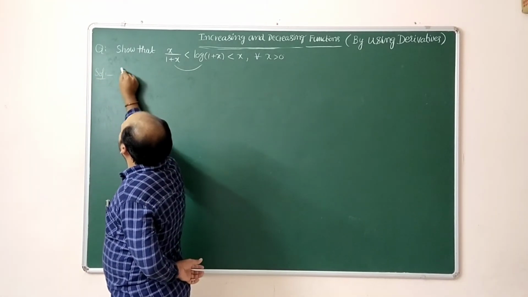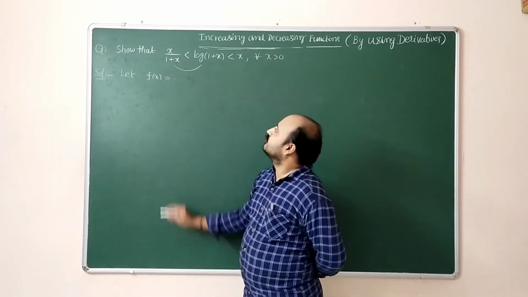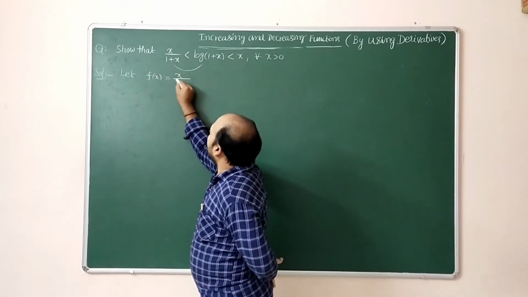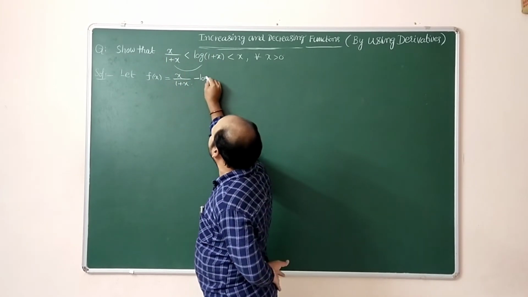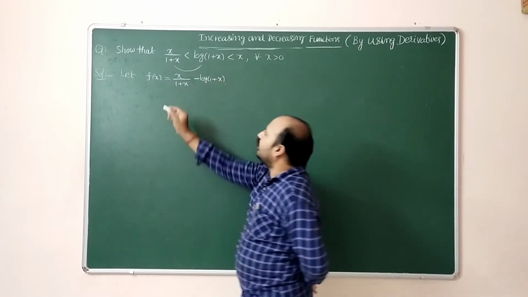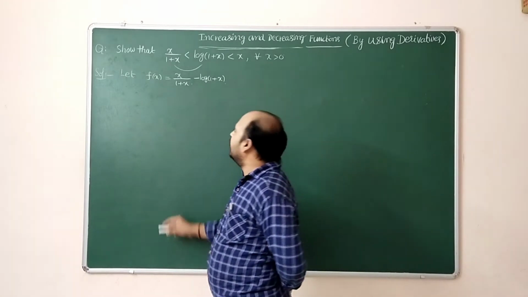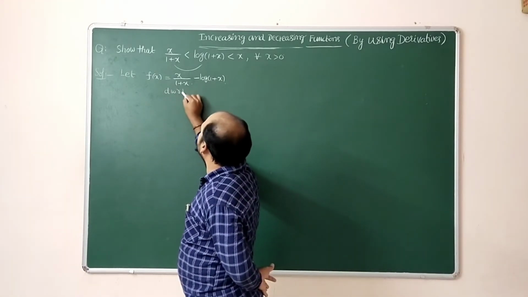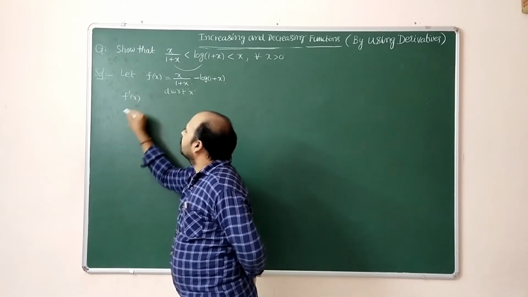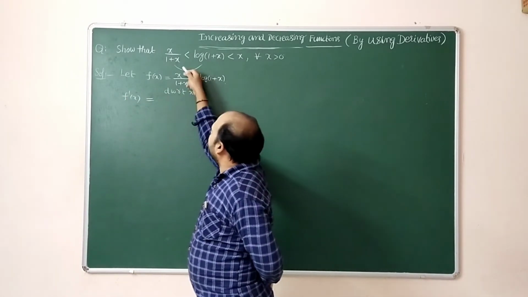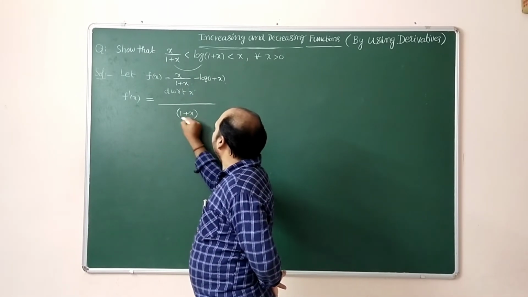Let f of x is equal to x divided by 1 plus x, and log of 1 plus x we are taking this side, so minus log of 1 plus x. This is the way you have to consider f of x. After getting the value of f of x, we need to differentiate. Differentiate with respect to x. f of x derivative is f dash of x. By the u by v formula, x by 1 plus x, so 1 plus x whole square.